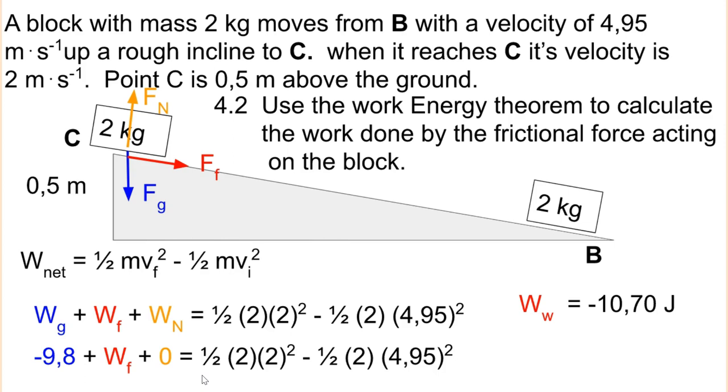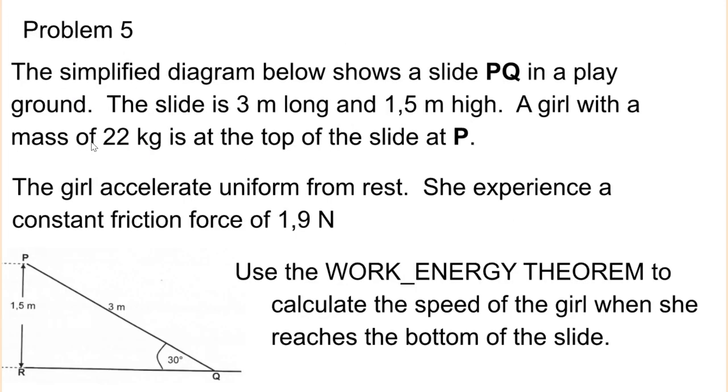Does this make sense? Yes, it does, because this block is moving up the incline. So the angle between the friction force and the direction of motion is 180 degrees. So I know it's more than 90 degrees. So my work done will be a negative number. Why don't you try this problem on your own?